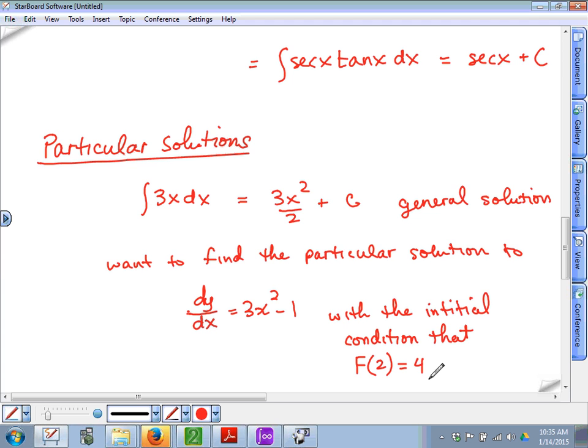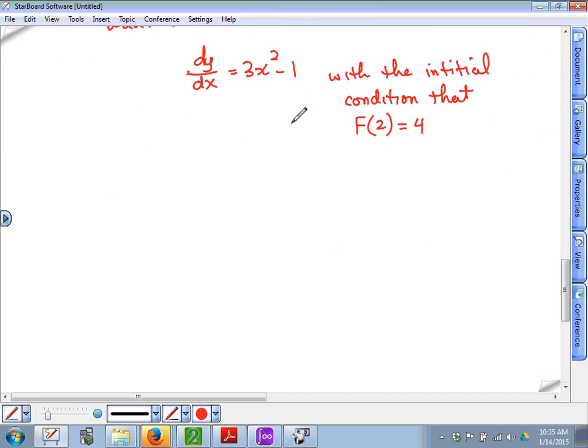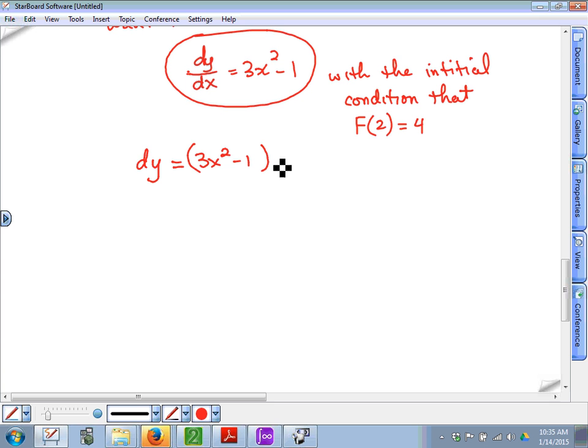Now, first of all, let's keep things straight here. What's capital F? It's the original antiderivative. So whatever we come up with as a general solution to this, that's capital F. But we have an initial condition that when x equals 2, y equals 4. That's going to help us find a particular value of c. So first of all, let's deal with finding the general solution to this. Finding a general solution to a differential equation is just integration. Split it up first. So dy is equal to 3x squared minus 1 dx.